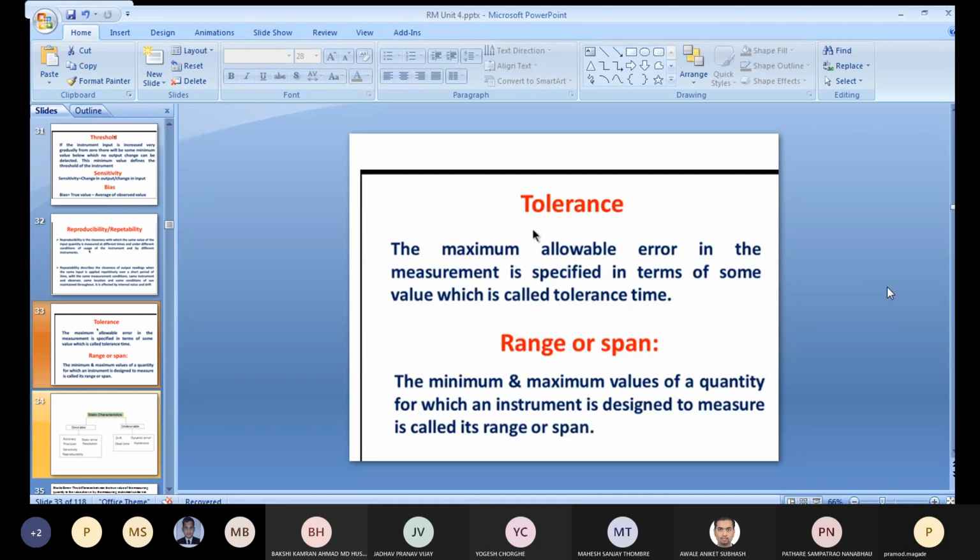Next will be the static parameter, range or span. Very simple. So you can tell me the example, range or span.